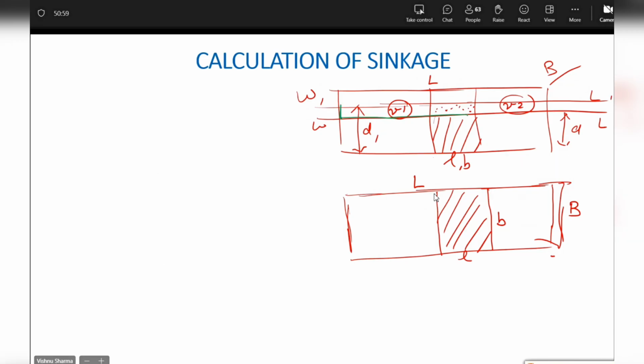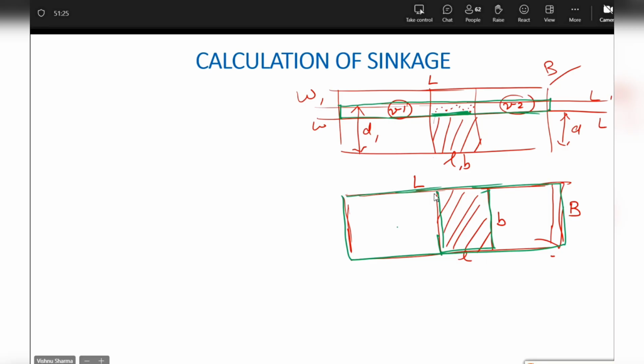This is the book you were seeing from the side. Yes or no, beta? Correct? Yes, sir. This is the whole page of the book, the water plane area. Then from this page, this much area is cut out. That means this much area is cut out.